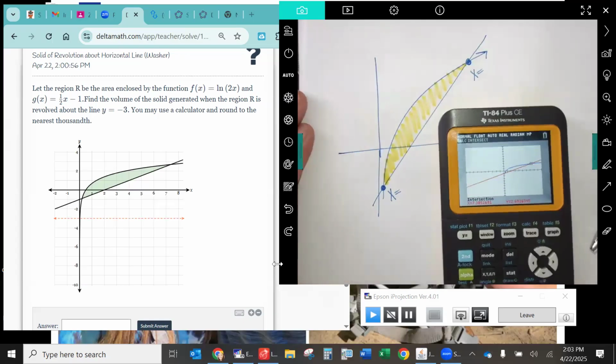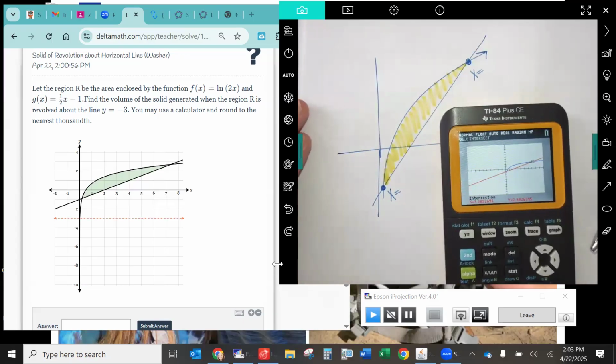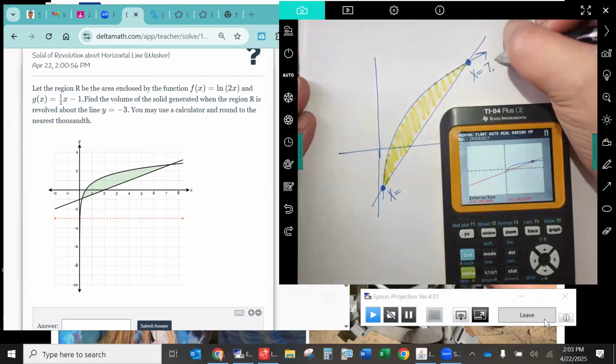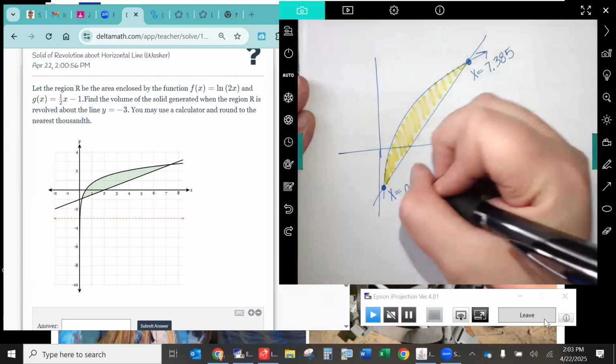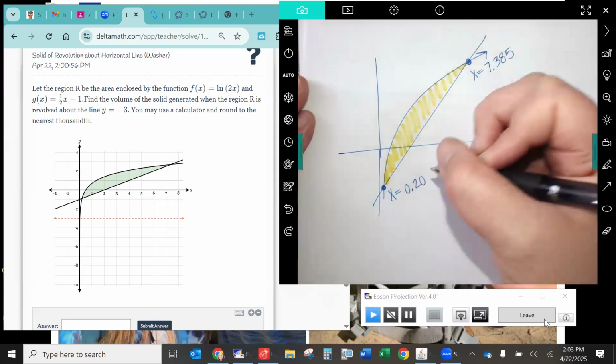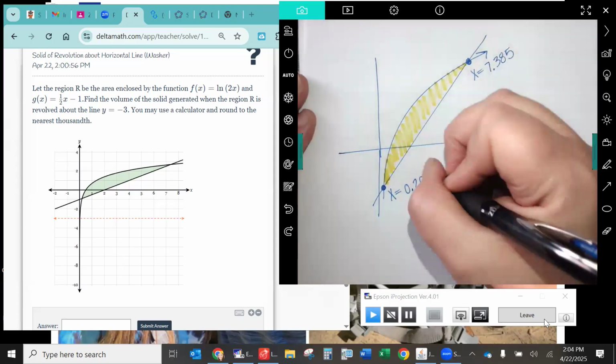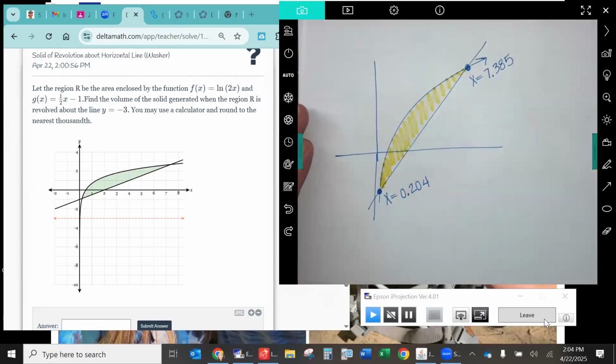Second trace 5, and then make sure you're closer to the one you want. So I already found the second one if y'all want to find the first one. 7.385. 0.204, so then we round it to 0.204. Oh, you forgot it's 1/2 x minus 1.